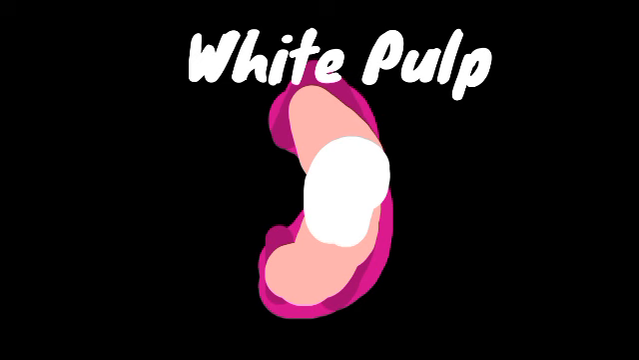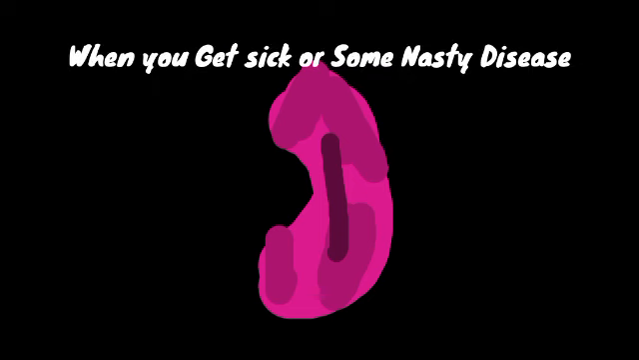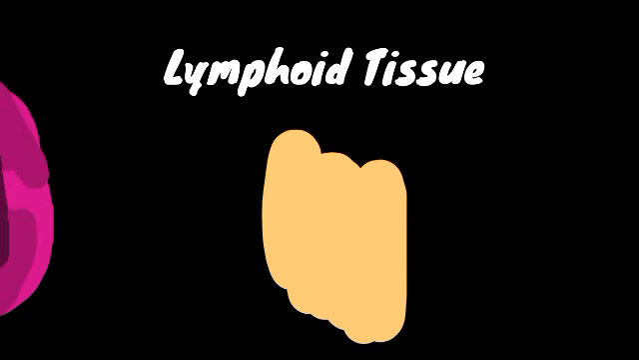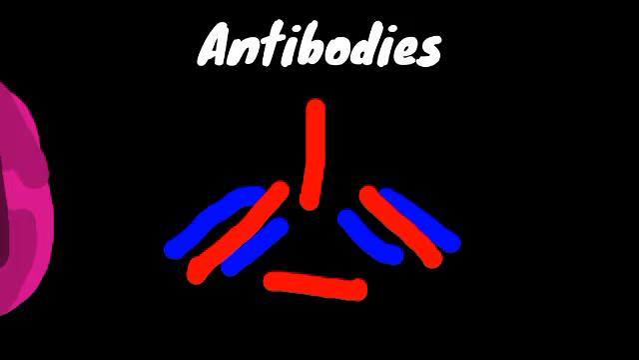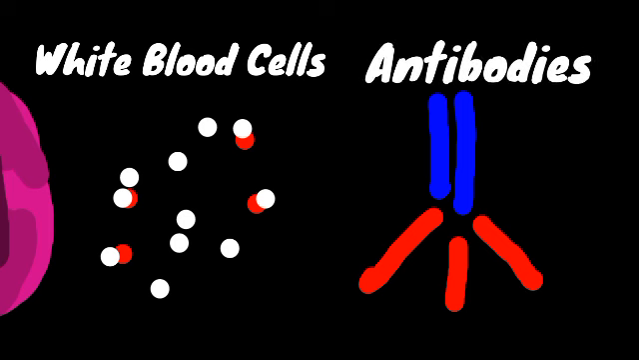Then the white pulp consists entirely of lymphoid tissue. Here I will explain the basics of what it does for you. When you get sick or have some sort of nasty disease, the lymphoid tissue within the white pulp sets your body at ease. It creates white blood cells to fight off the sickness, and then it also makes antibodies that bind to specific antigens. Both white blood cells and antibodies fight sickness and disease, enabling them to be cleared from the circulation in your body.